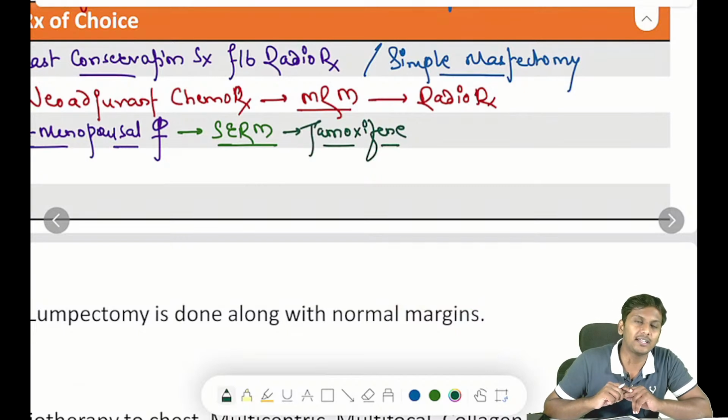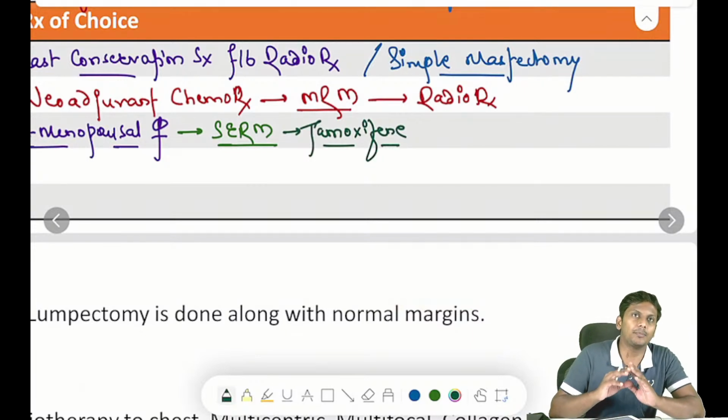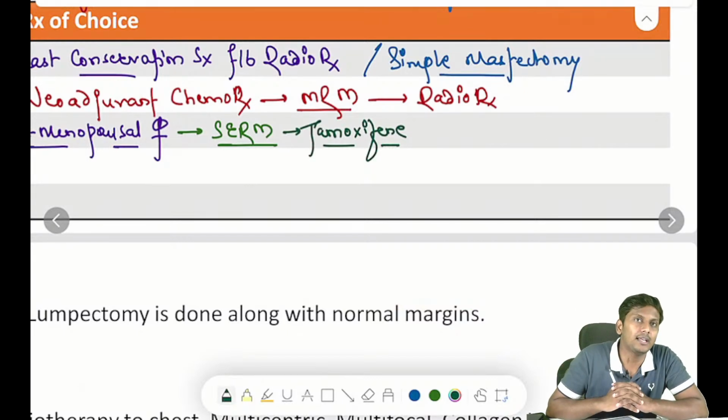Second is raloxifene. Raloxifene has an antagonistic action on the breast. That means it will block the receptors of estrogen on the breast, so it will decrease the size of breast cancer. But second, important, it will not have any action on the endometrium. On the endometrium it is neither an agonist nor an antagonist. Therefore, it will not increase the risk of endometrial cancer.